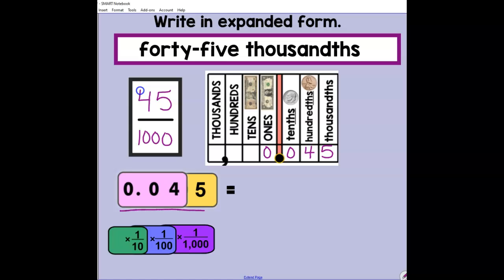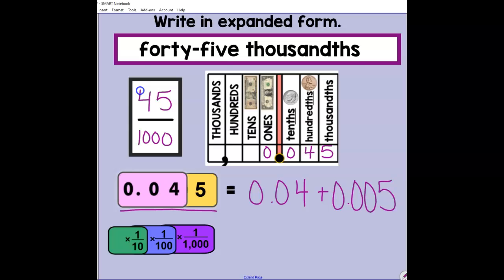I could build it like this, but we know in the number, the 4 really stands for 4 hundredths, and the 5's value is 5 thousandths. And together, when I add them together, I get 45 thousandths. Okay, now we're going to look at how I would write it if I was talking about the same number, but now thinking of it as a fraction.